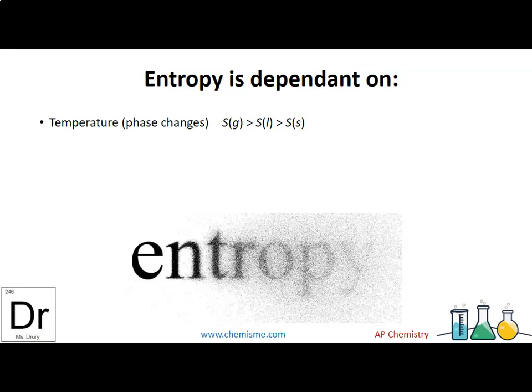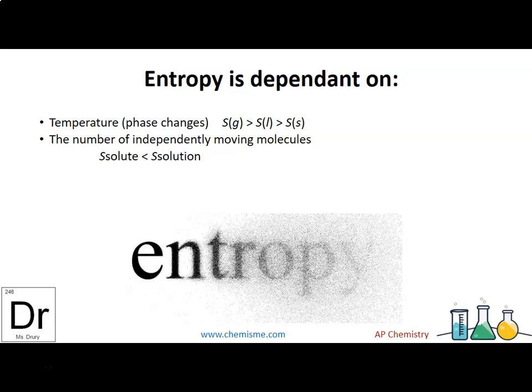So entropy is dependent first on temperature and phase changes. Gases are the most entropic. Solids are the least because they're more ordered. Next is the number of independently moving particles. If you have a lot of particles, there are more ways that they can arrange themselves, more of what we call microstates, ways that they can be arranged. In that case, it'll be more entropic. If there's only one particle, there's only one way it can be arranged, and that is very ordered.